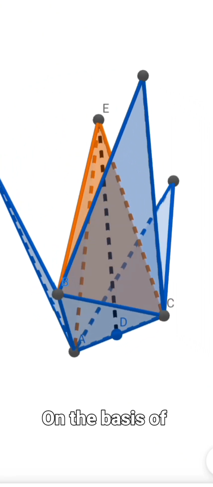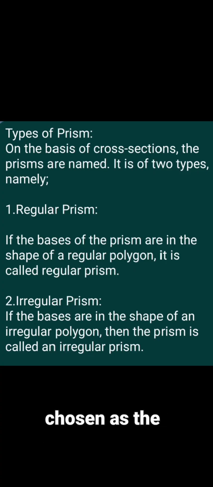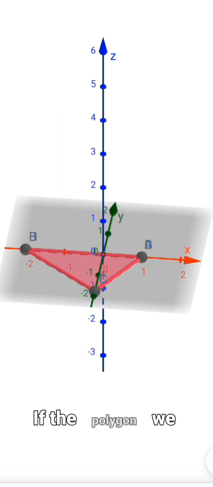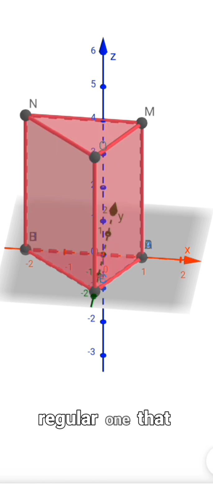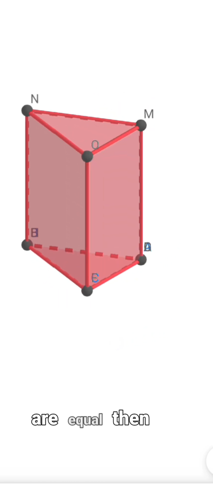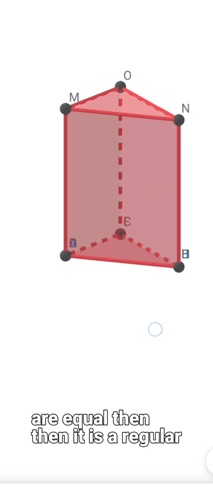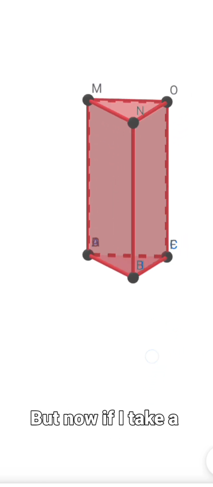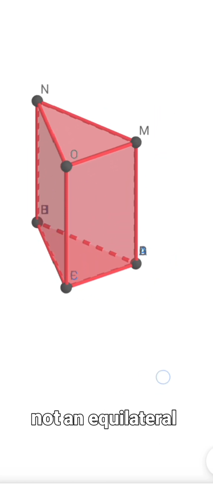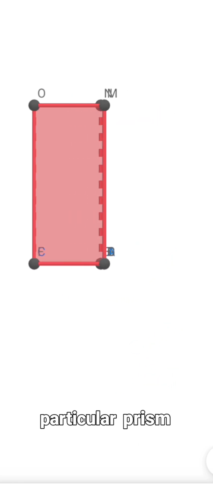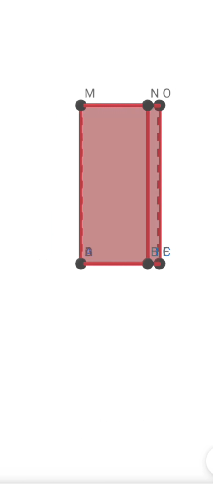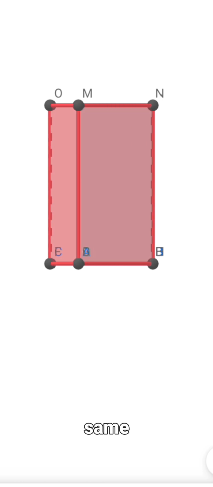On the basis of what we have chosen as the base, there are various types of prism, out of which one is regular or irregular prism. If the polygon we have chosen is a regular one, that means all sides are equal, then it is a regular prism, as we have taken in the beginning, which was an equilateral triangle. But now if I take a triangle which is not an equilateral one, then this particular prism will be called an irregular prism. Rest of the properties are the same.